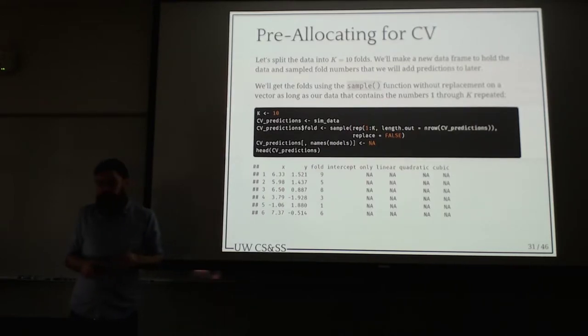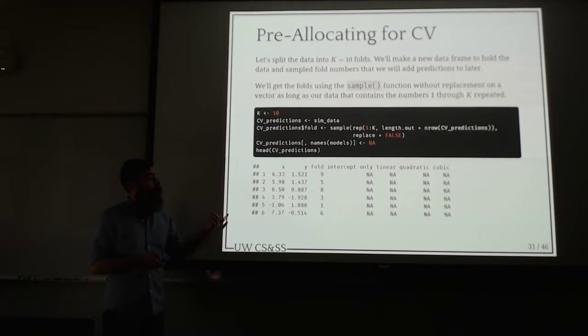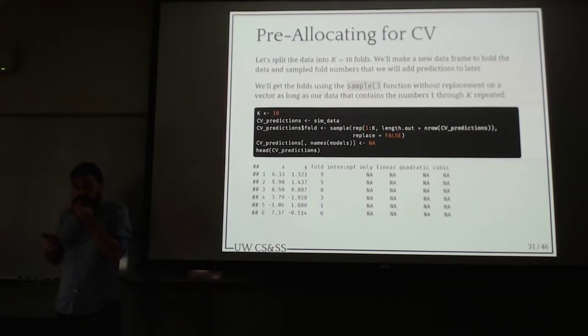What rep does is generate just a vector, right? It generates a vector of values. So rep here is generating the numbers 1 through 10 repeated to be length 300. So it's just 1 through 10, 1 through 10, 1 through 10 until there are 300 elements. Rep does that. The loop could do that. You could do that with a loop, but it's going to be slow.